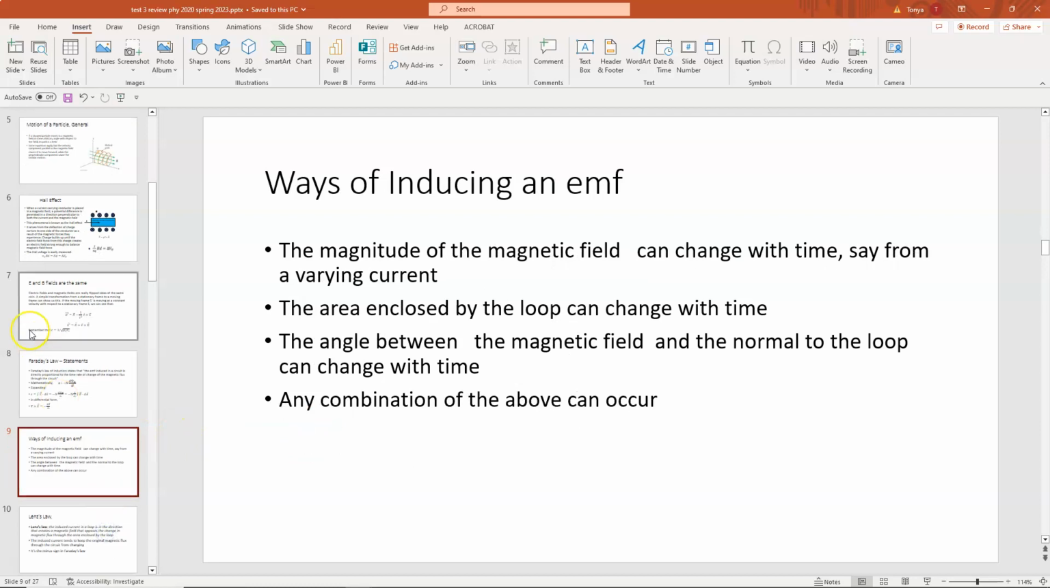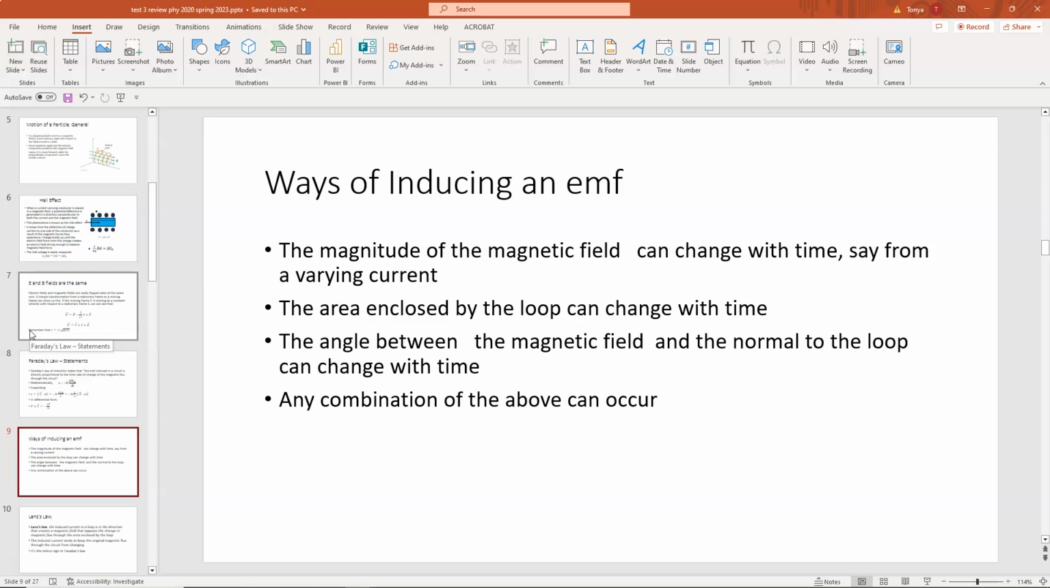So to discuss this law, you can induce an EMF in different ways. Basically, you just have to have a changing magnetic flux with time. What that means is that you can change the magnetic field with time, like from a varying current, because currents create magnetic fields. So if you have an AC current, that creates an AC magnetic field, and that can induce an EMF. Or you can have the area of the loop change with time. For that, we talked about motional EMF as an example and some others.